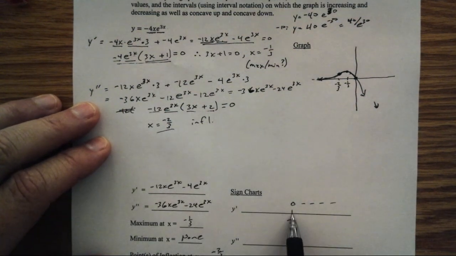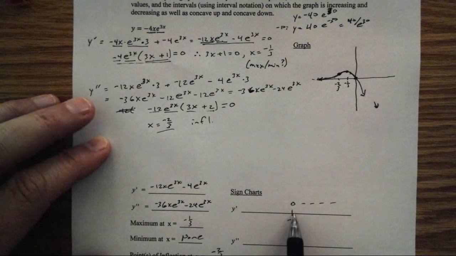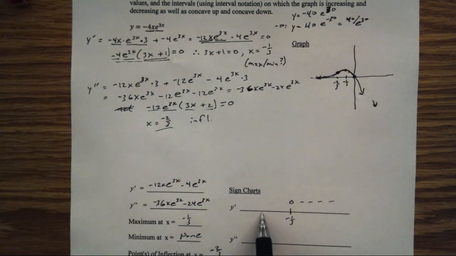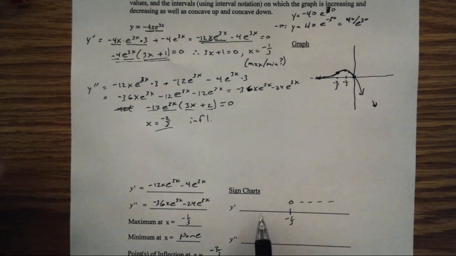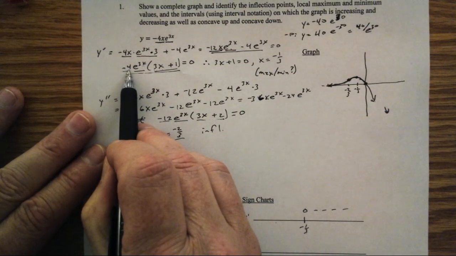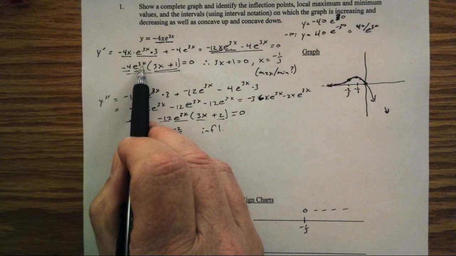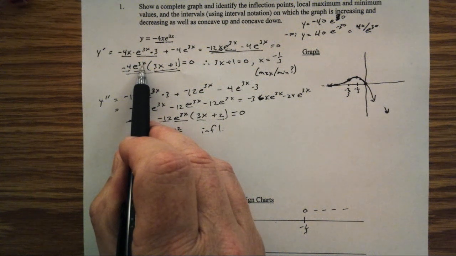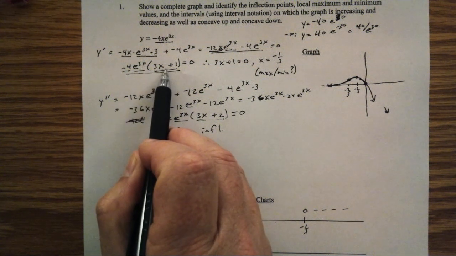All right, how about a number less than negative 1/3? I'm going to put in, say, negative 4. Again, that's arbitrary, just something out here to the left. If I put in negative 4, this first number stays negative. The second number, e to the negative 12, is still positive. But if I put in negative 4 here, I get a negative.